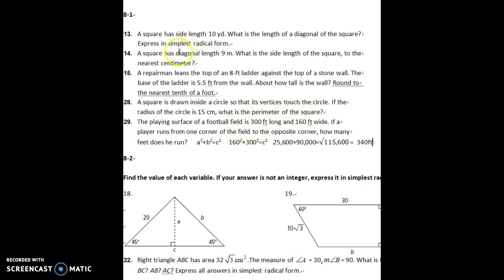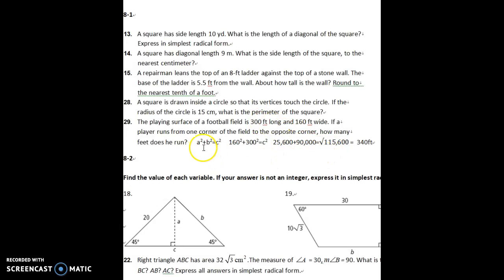So the longest side is 300 feet and the width is 160 feet in a rectangle. If you cut the rectangle from one end of the corner to the other end, it becomes sort of a triangle. So the base could be 160 and the height would be 300.